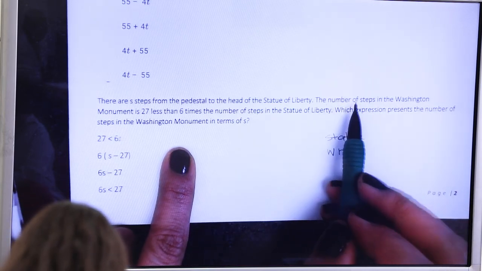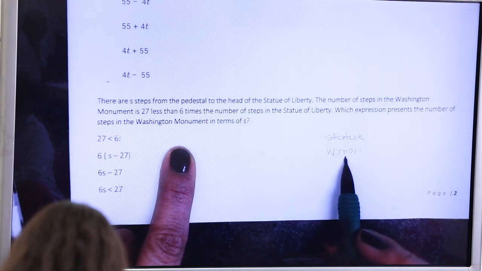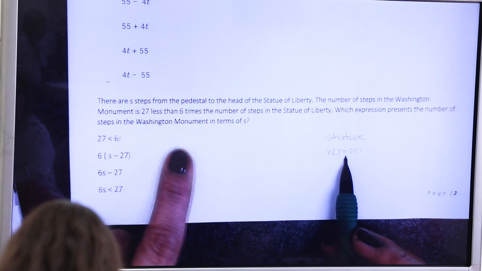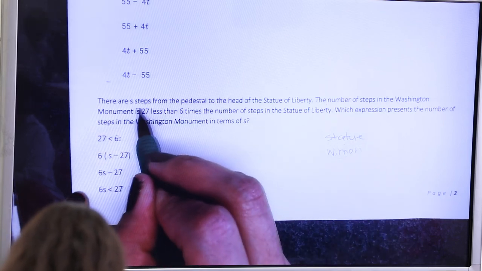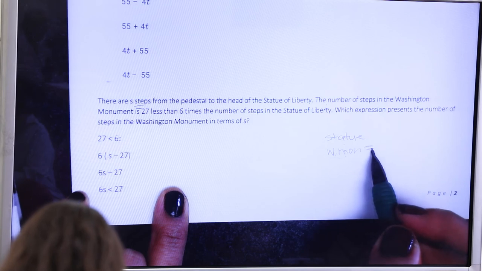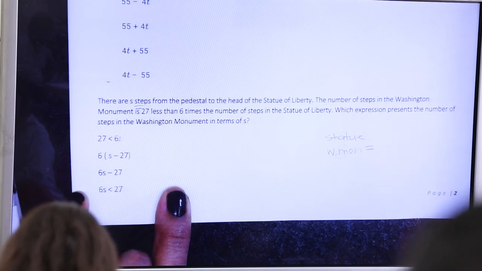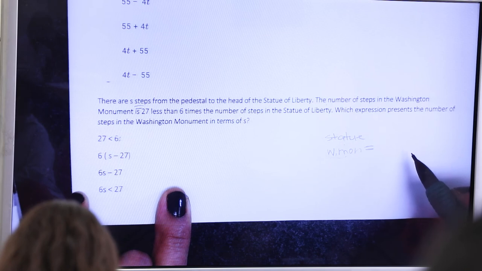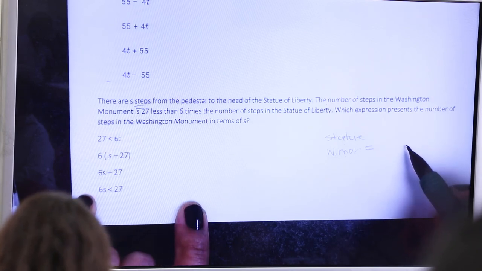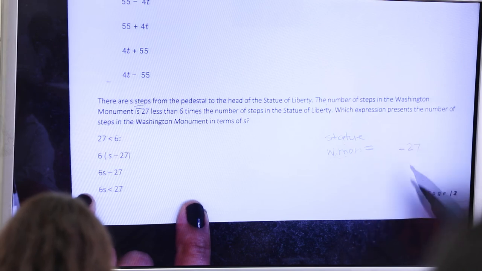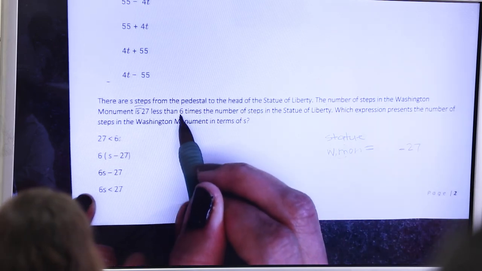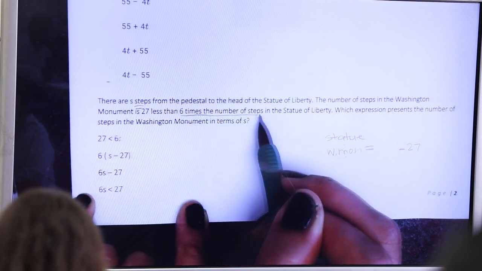So, the number of steps in the Washington Monument, here's my Washington Monument, is... what? Is something. Let's find out what that something is. Is 27 less than 6 times the number? So what does "27 less than" look like? 27 less than something. Less than what? Now here we are: 6 times the number of steps in the Statue of Liberty.